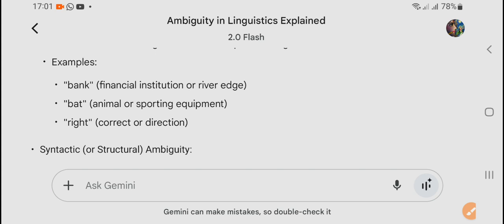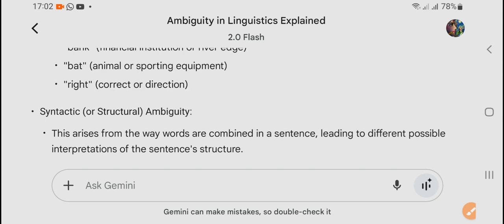Bank is used as a financial institution, and with the same spelling and same sound, another bank is a river edge. Then bat: a flying animal, or sporting equipment. Then right: this is the right expression, or sometimes you have to turn right, so that is direction. This way you can give the examples.